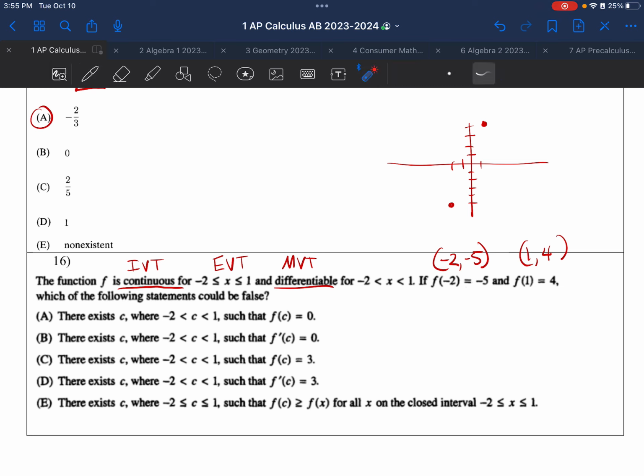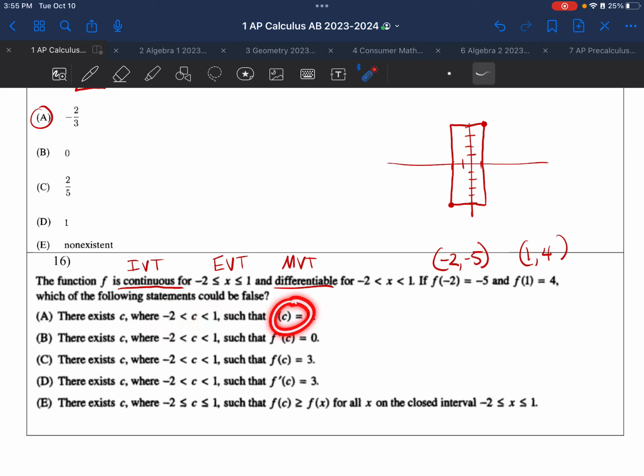Let's see. This is talking about f of c. That's a height. Height is guaranteed by intermediate value theorem. And to do that, you make the little golden rectangle. So the rectangle here, any height in between here is guaranteed as long as my x values are between -2 and 1. And it says -2 and 1, so we're definitely in the right window for the x values, or the c values in this case.